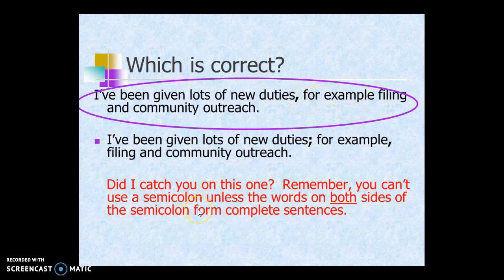Did I catch you on this? Well, remember, you can use a semicolon unless the words on both sides of the semicolon form complete sentences. So the second example is wrong and the first one is wrong too. It will be comma, for example, comma. That will be correct.